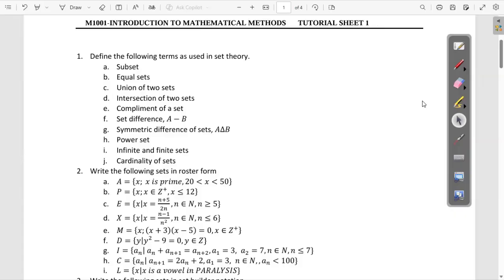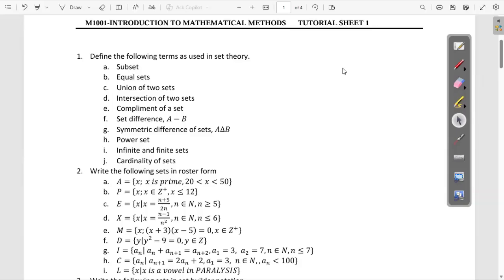Okay, so this tutorial sheet has about 23 questions, and we are going to answer all the questions in this tutorial sheet. By the end of you watching all these videos, you should be comfortable with the topics that are here and be able to answer questions from past quizzes, past tests, as well as the past final exam.